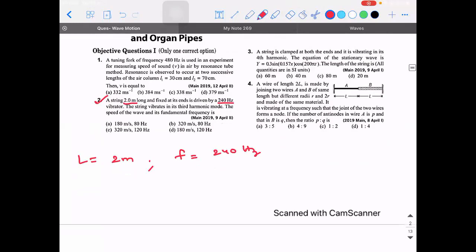Okay. Now tell me one thing. When the string vibrates in its third harmonic mode, that is F3, correct? F3 is 240 hertz. And what have they asked? They have asked the fundamental frequency. Now tell me one thing: what is the relation between F3 and F1?